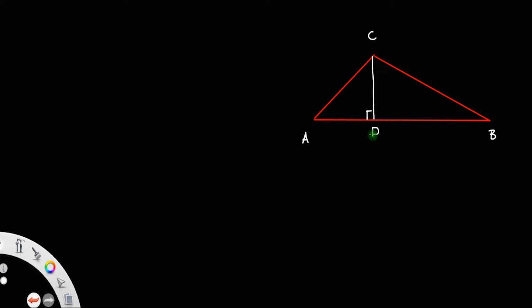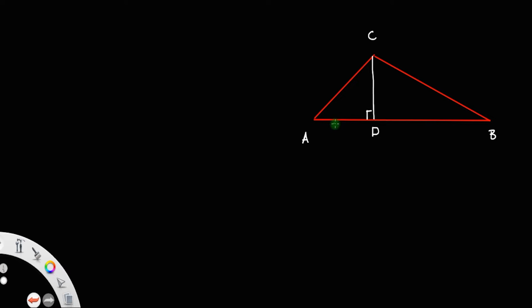Consider a scalene triangle like this. Let's call the vertices A, B, and C. Now let's drop a perpendicular from C to AB and let that point be D.